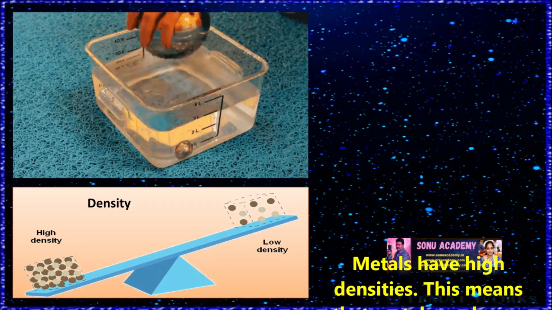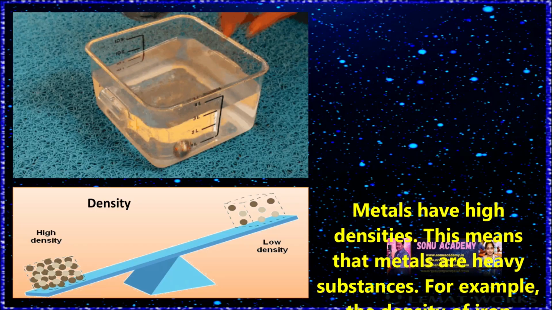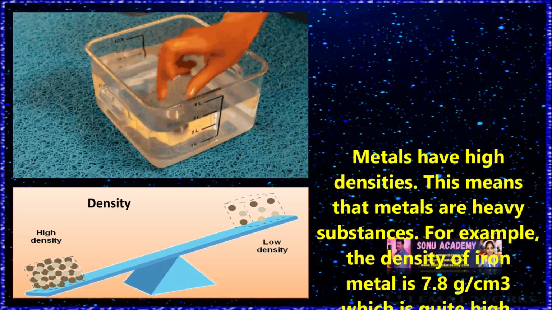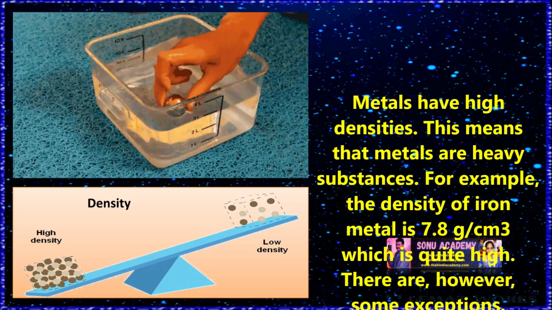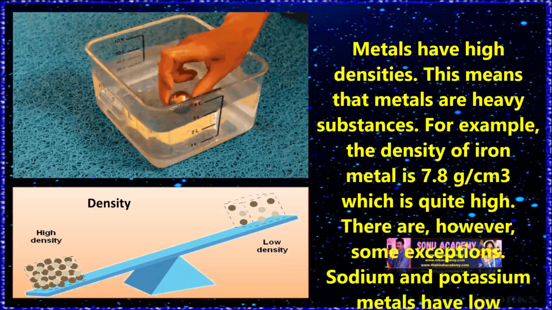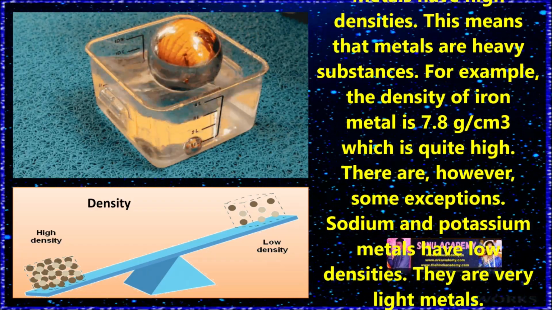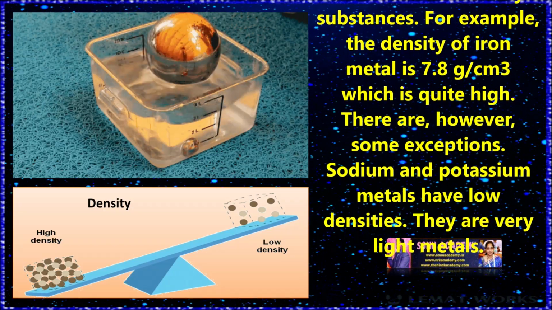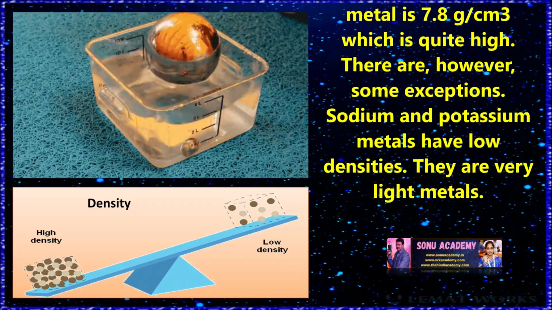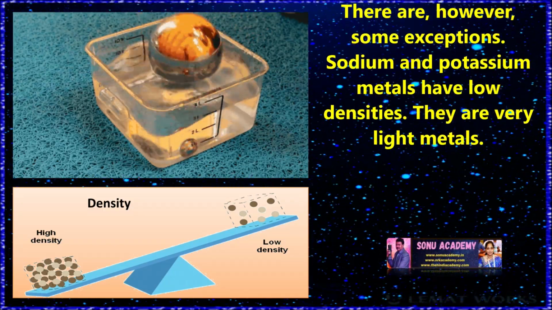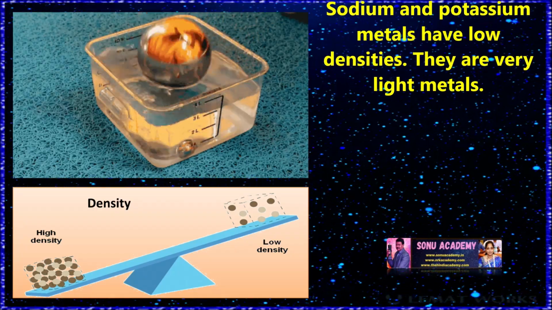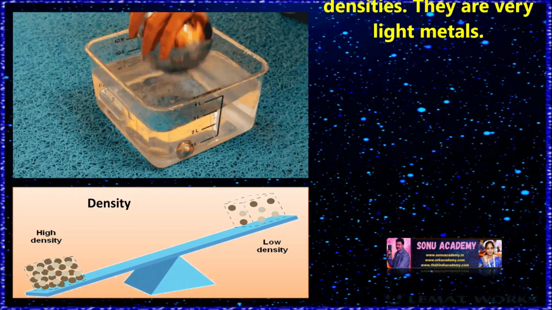Children, let us discuss the density of metals. Metals have high densities, which means that metals are heavy substances. For example, the density of iron metal is 7.8 grams per cm cube, which is quite high. There are, however, some metals like sodium and potassium that have low densities. They are very light metals.